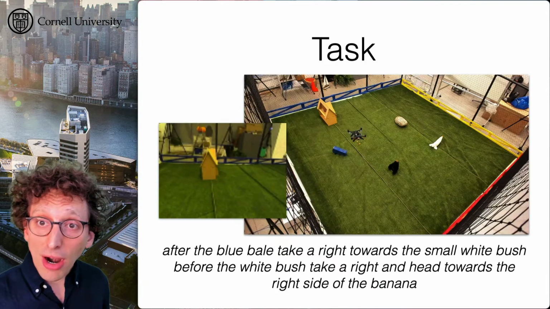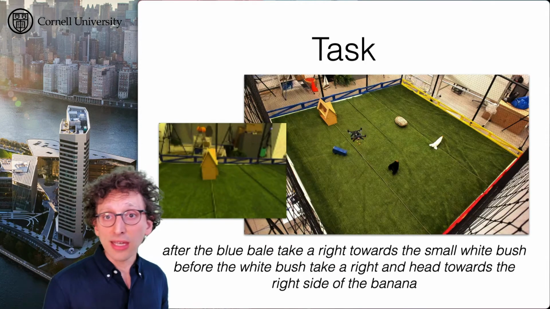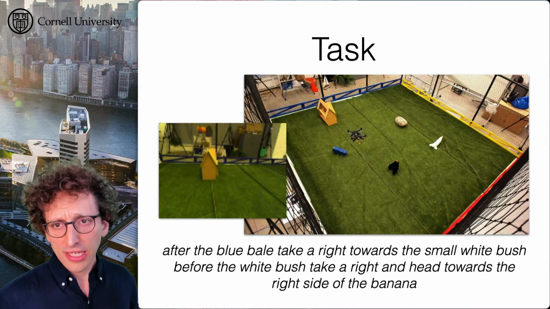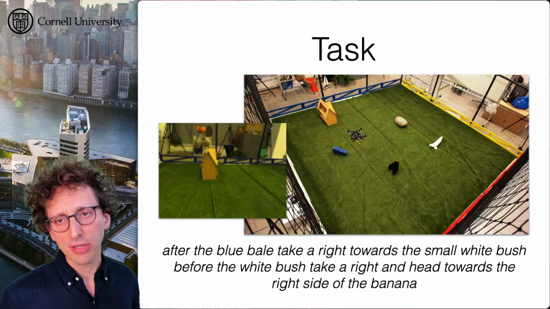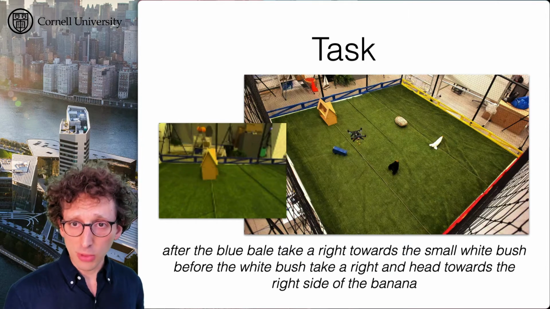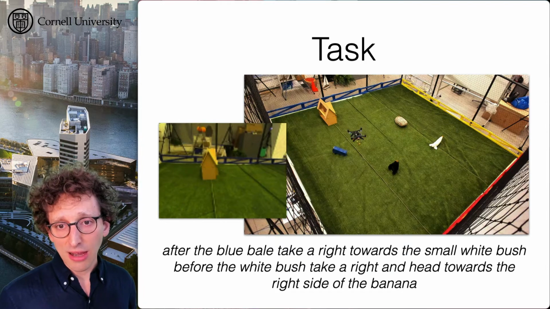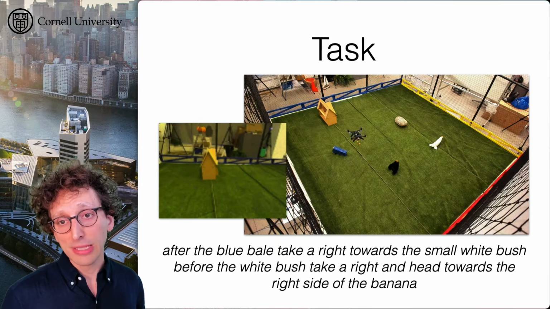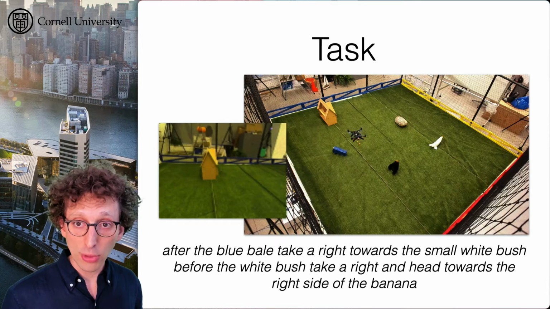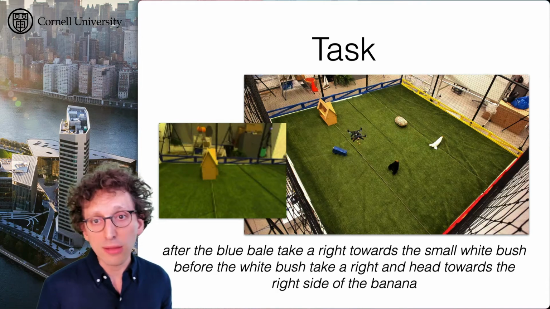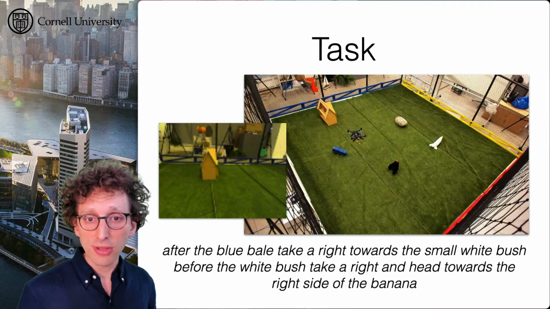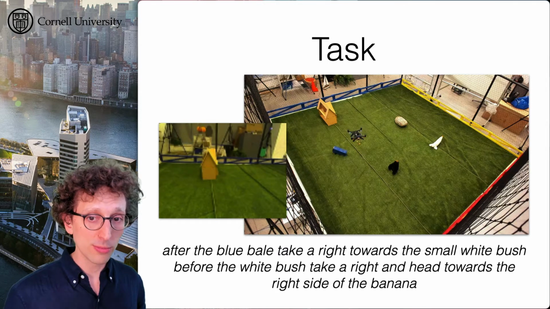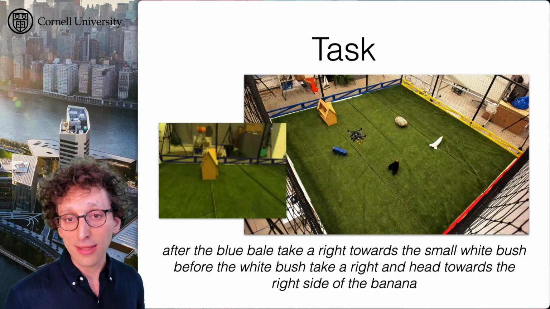This is the environment that we are using, an example instance of the environment with an example instruction. It's a roughly 5 by 5 meter cage where the drone is navigating between landmarks. The landmarks are sampled from a larger set of landmarks and randomly placed for every instruction, so every environment is different. The instruction here, for example, is: after the blue bale, take a right towards the small white bush. Before the white bush, take a right and head towards the right side of the banana.